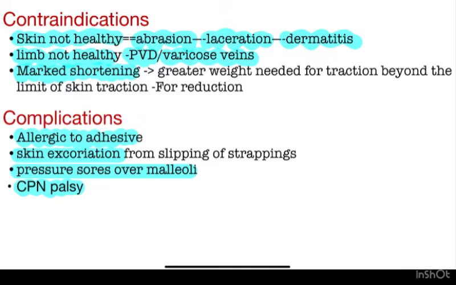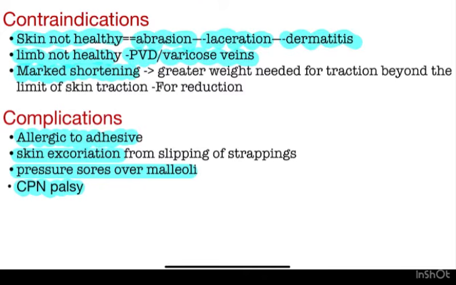If there is marked shortening, there is very much overriding of the fracture fragments, so skin traction will not be enough to reduce the fragments. So in these cases we will be needing skeletal traction.